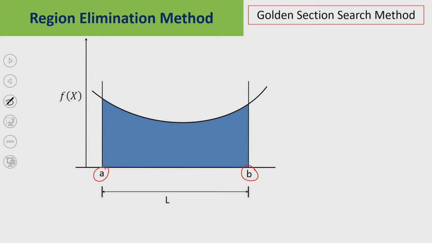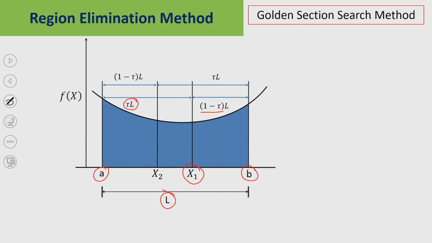Now, the distance between A and B is L. If I take a point x 1 such that the distance between A and x 1 is tau L, then the distance between x 1 and B is 1 minus tau L. I will calculate the value of tau later on, but you just assume that the tau value is between 0 and 1.